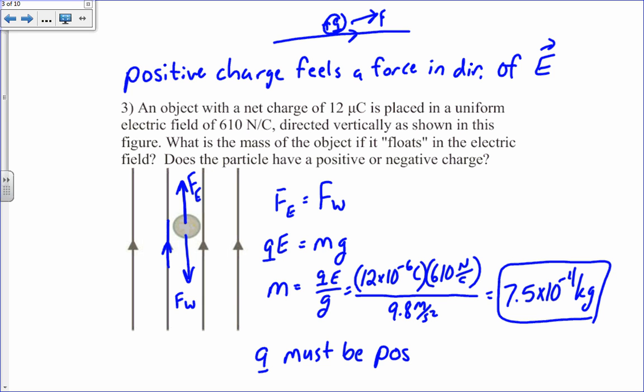If it were negative, the electric force would be down and it wouldn't float because the electric force and the gravitational force would be in the same direction. However, if my electric field was drawn like this and I wanted it to float, I would have to have a negative charge, and then the electric force would oppose the electric field. The weight would be the same direction.